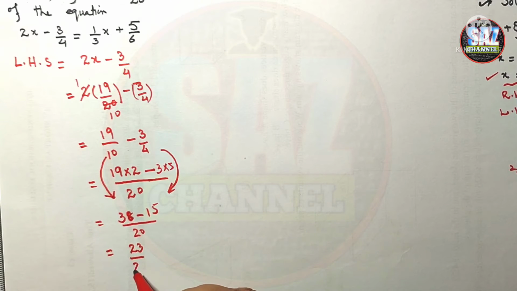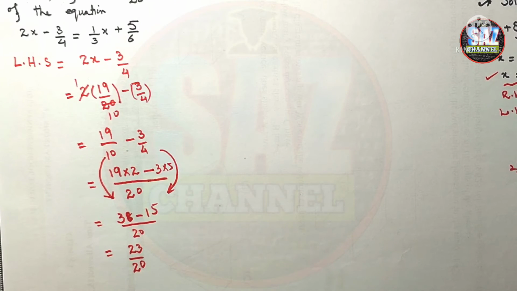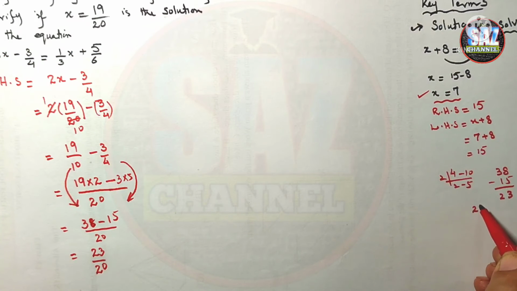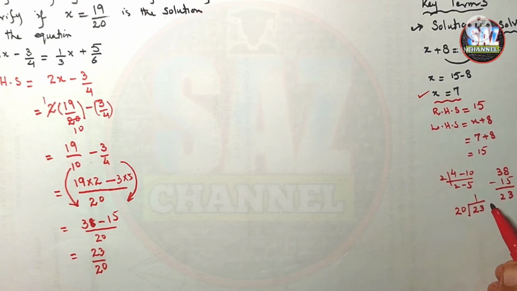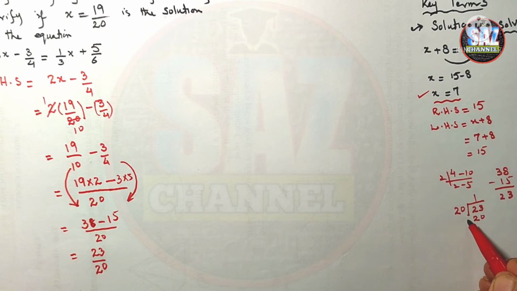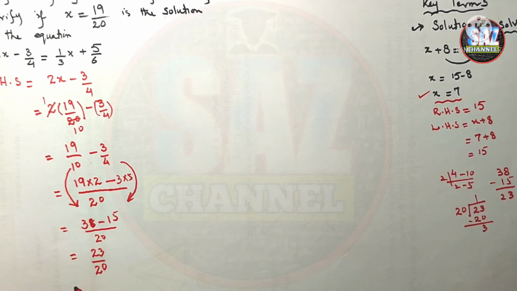23 by 20. As the numerator is larger than the denominator, you must convert your answer either in the form of a decimal or a mixed number. 23 divided by 20: 1 times 20 is 20, and I'm left with 3. This is 1 whole 3 by 20, and let's mark it 1.